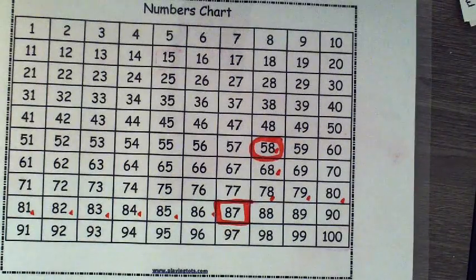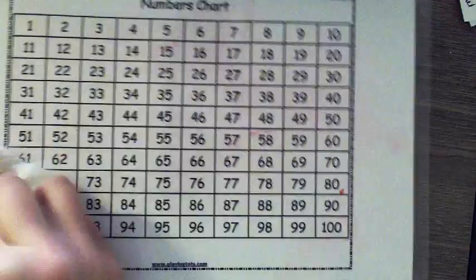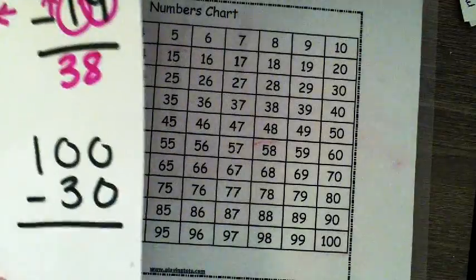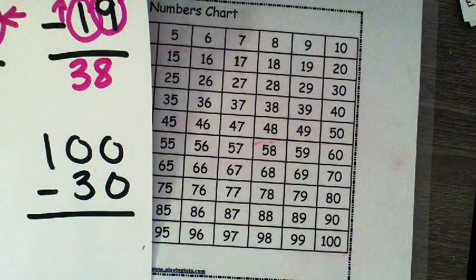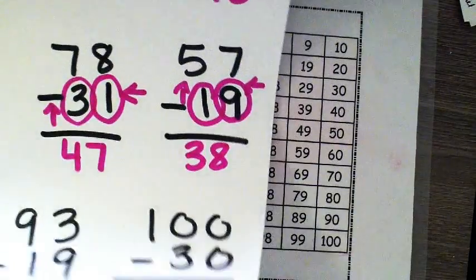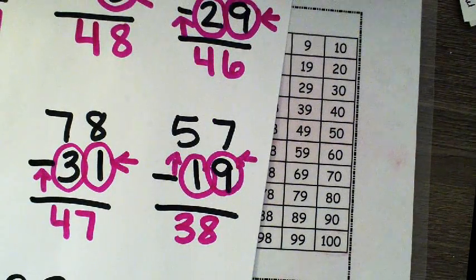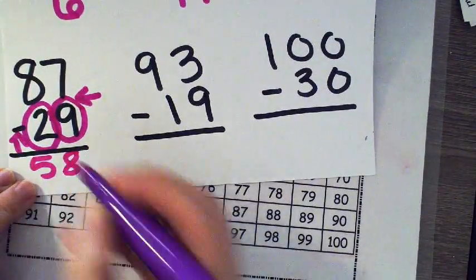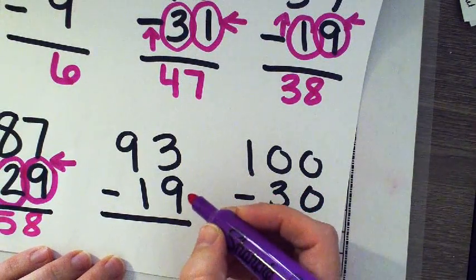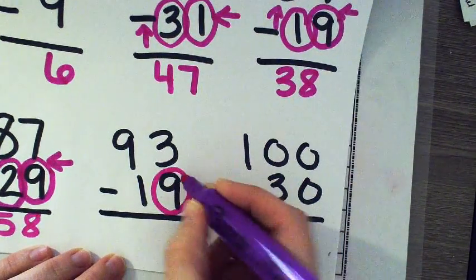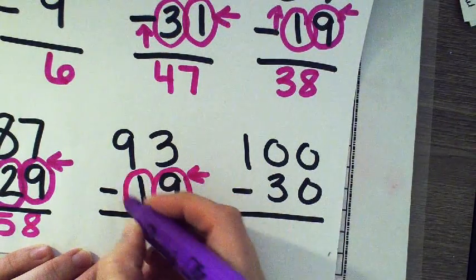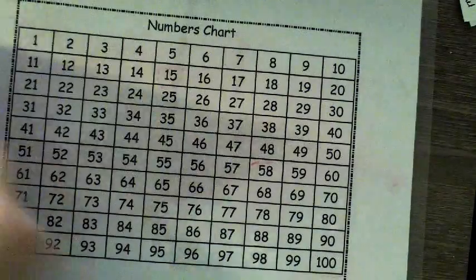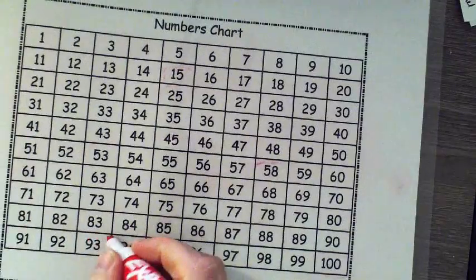So let's look at our next problem, which is 93. Oh, I forgot to write my answer. Oh, wrong pen. So we're on 93 minus 19. 9 ones and 1 10. First step is to find our 93. Here it is.